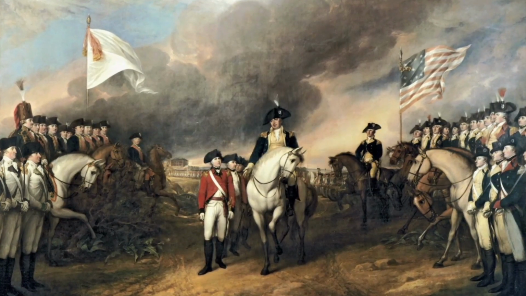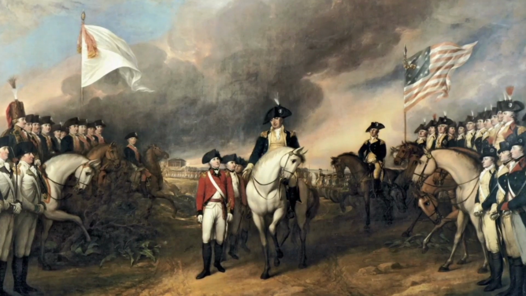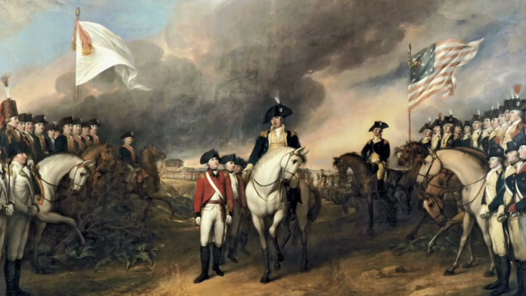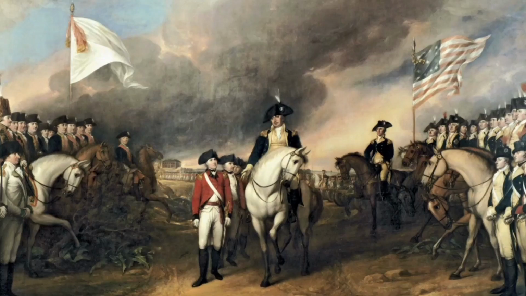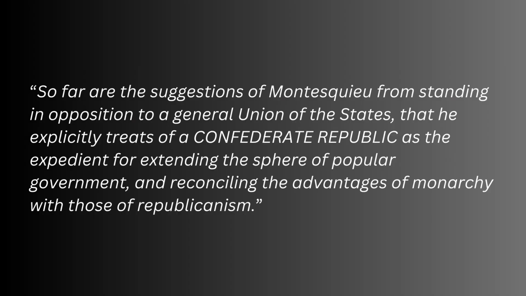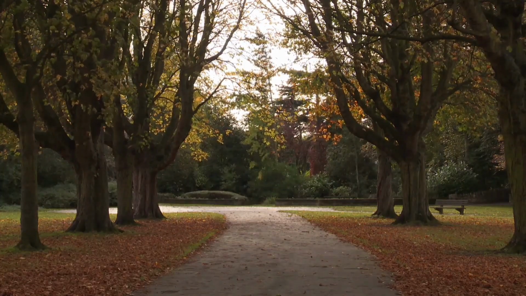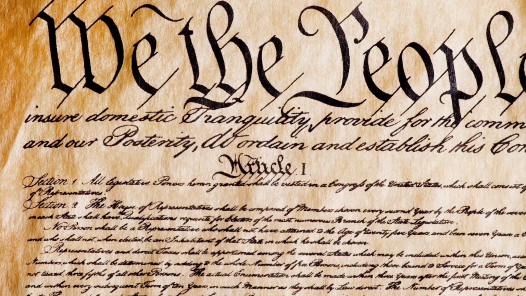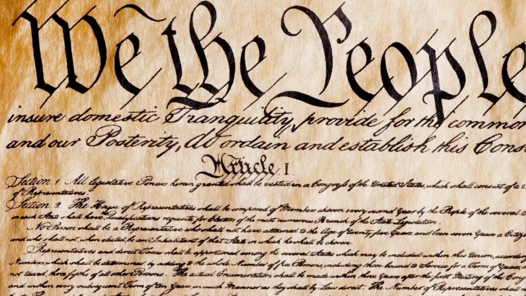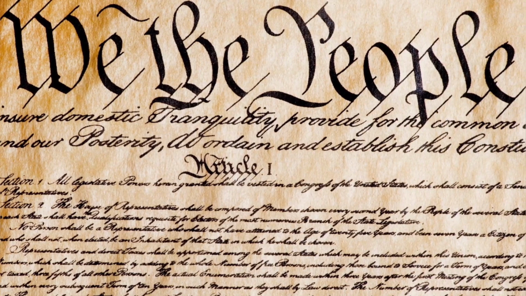Whatever the case, Hamilton says that when Montesquieu was talking about limits on size, he was not referring to the size of a confederation, but that of its parts. In fact, so far are the suggestions from Montesquieu from standing in opposition to a general union of the states that he explicitly treats of a confederate republic as the expedient for extending the sphere of popular government and reconciling the advantages of monarchy with those of republicanism. It appears that Montesquieu is on the side of Hamilton and the Federalists here, and it seems that in this respect, the anti-federalists are using someone who disagrees with them as their avatar.